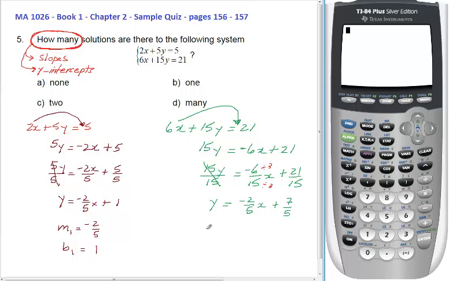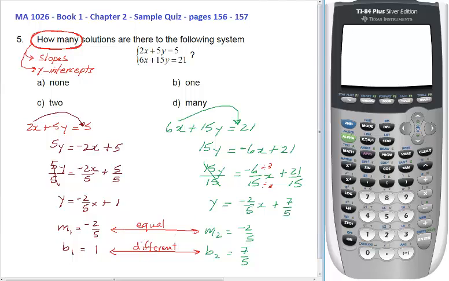So let's look at our second slope. Our second slope, again, is the coefficient of the x term, the number in front. So our slope here is negative 2/5, and the y-intercept, you can see, is 7 over 5. Now compare your slopes and your y-intercepts, because that's what you do when you're asked how many. What do you notice? The slopes are equal, yes, they're the same. And your y-intercepts are different. So we have equal slopes, different y-intercepts.